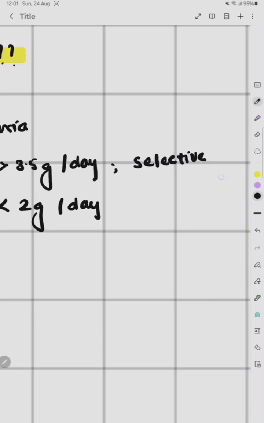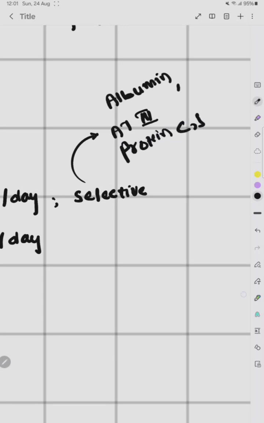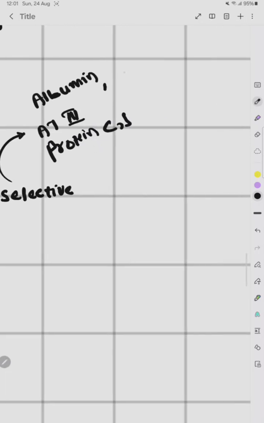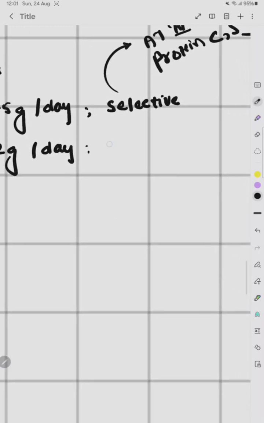Now, what are the proteins here that are lost? One is albumin, the other is antithrombin 3, protein C, protein S. Now, albumin is lost. A property shared by all these proteins is that they have low molecular weight. Okay, this is non-selective.